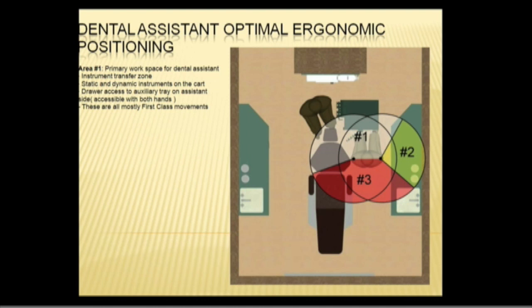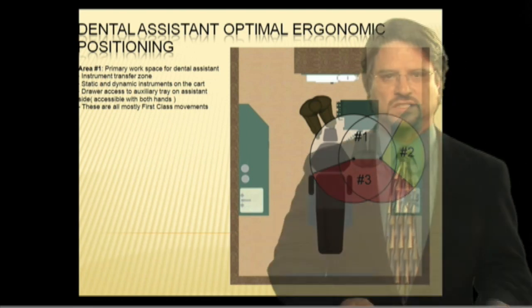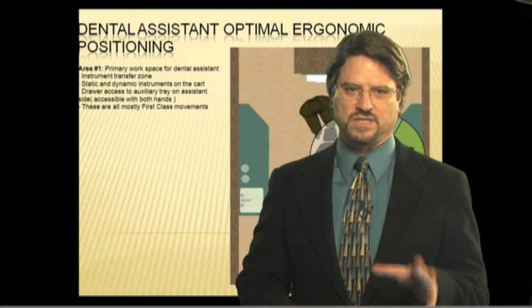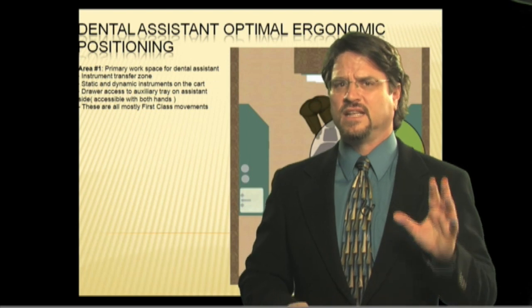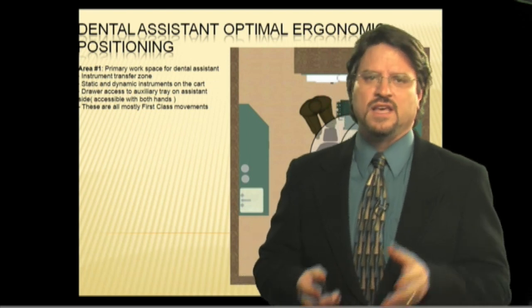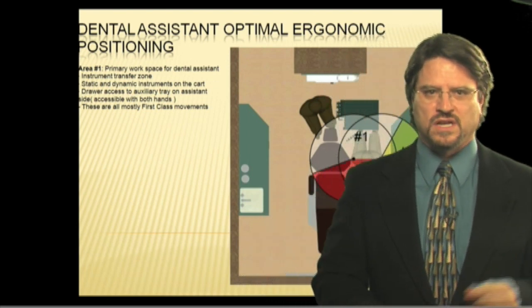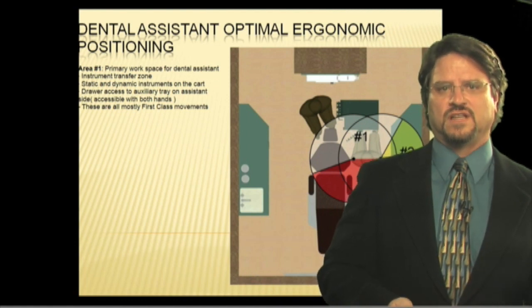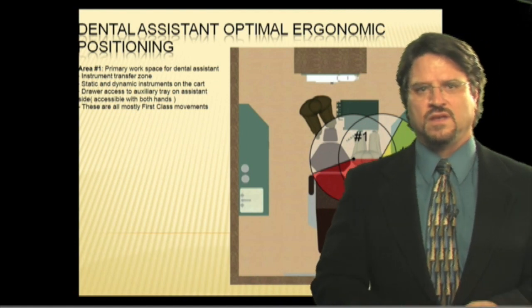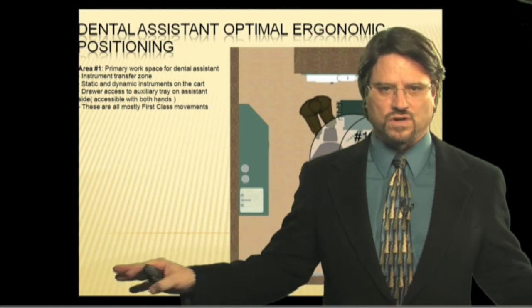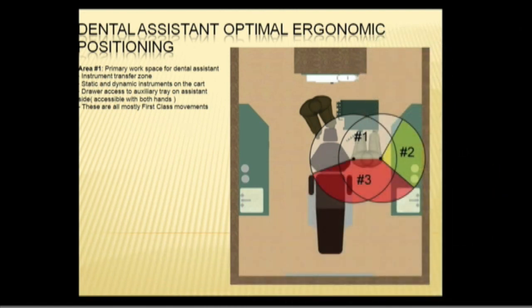The assistant will be required to make larger movements, so their positioning is important as well. The standard assistant positioning is legs parallel to the back of the dental chair, hips opposite the patient's shoulders, cart or work surface in front or slightly to the left side. In this graphic, it shows a radius of work zones for the assistant and is designated Area 1, 2, and 3. Within Area 1, you have the instrument transfer zone where static and dynamic instruments are on the cart and drawer access to the auxiliary trays on the assistant side to the right.